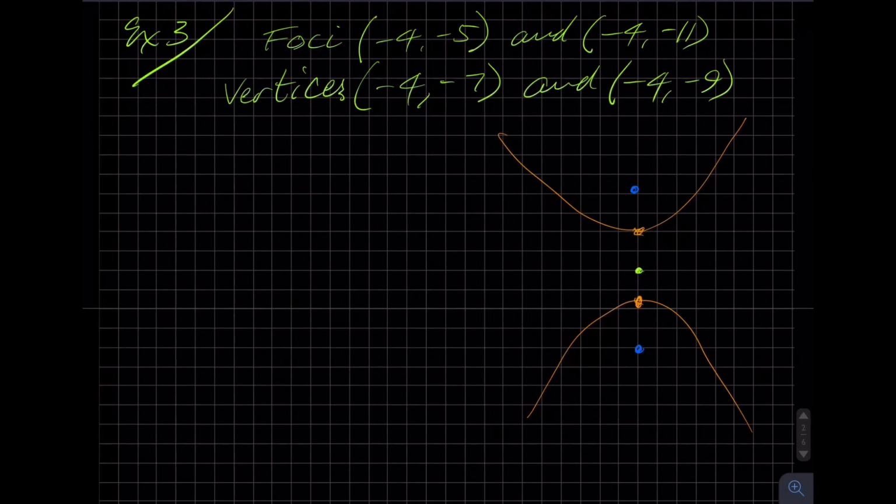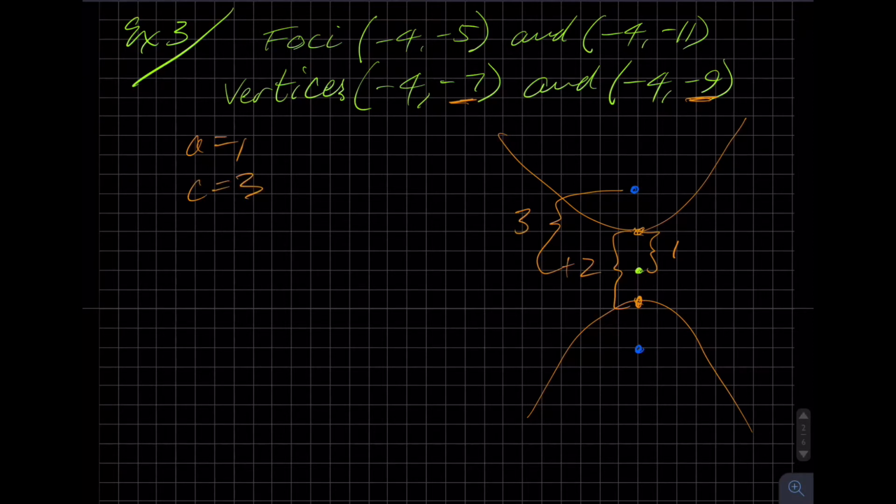First of all, the distance from the vertex to the center point is here, and I have this -7 and -9 as the total distance between the vertices. So -7 and -9, there's a total distance of 2 between those. That means my a value is 1. So a is equal to 1. Now the distance between my c values, -11 and -5, is a distance of 6. So that tells me my foci distance, or c, is equal to 3.